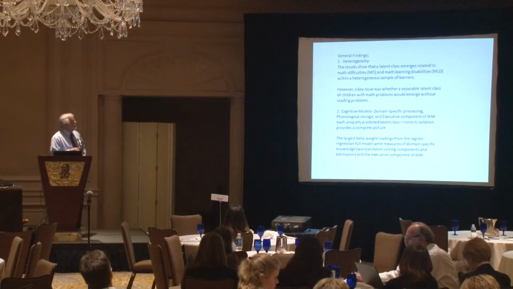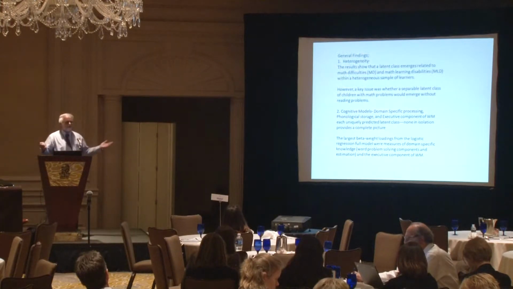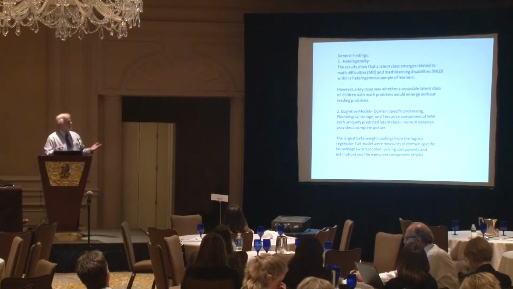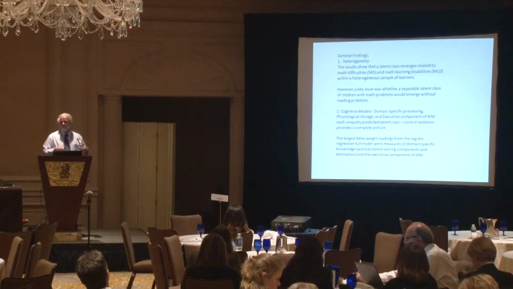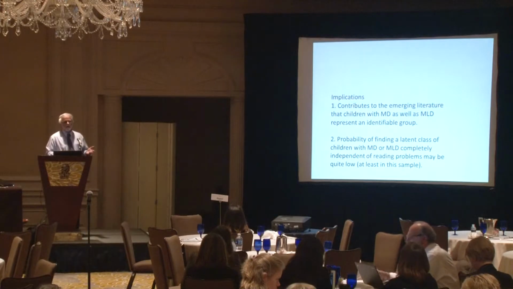Okay, in 1 minute, basically what I found is you can identify a hidden group of kids with math problems within this heterogeneous group, and I had quite a distribution of scores. What I didn't find was a good fit to the data with kids with just math problems independent of reading problems. In terms of cognitive modeling, you can argue domain-specific areas like numeracy and so forth are probably unique predictors. We found some of that, but we also found the executive system very uniquely predicted these latent classes. The implication is that this data set can contribute somewhat to the literature on identifying a discrete group with math problems. At this point with this data set, we can't identify it independent of reading problems.